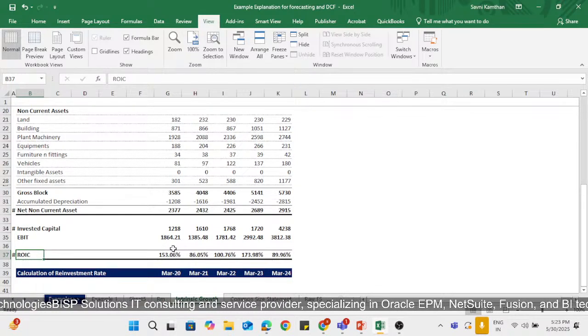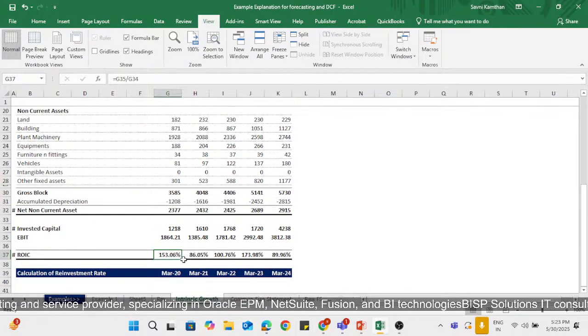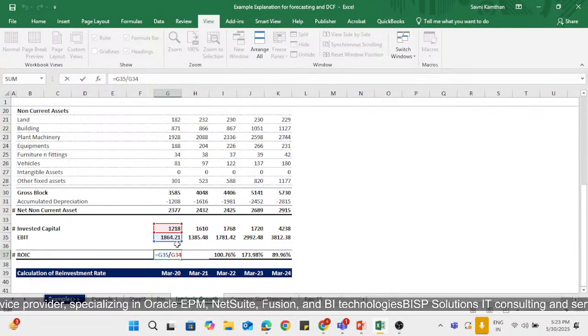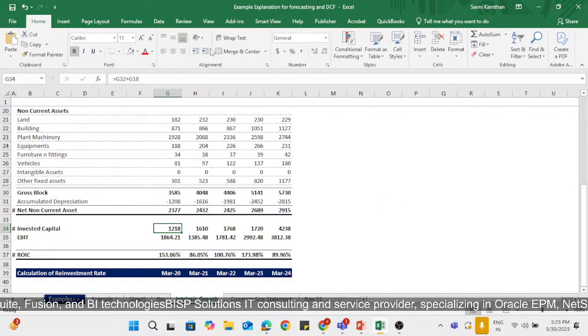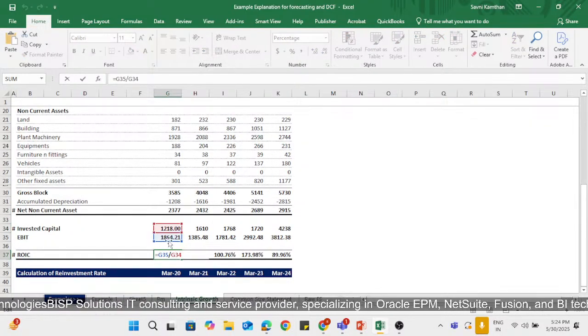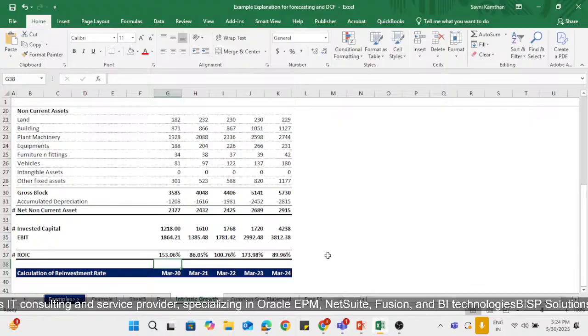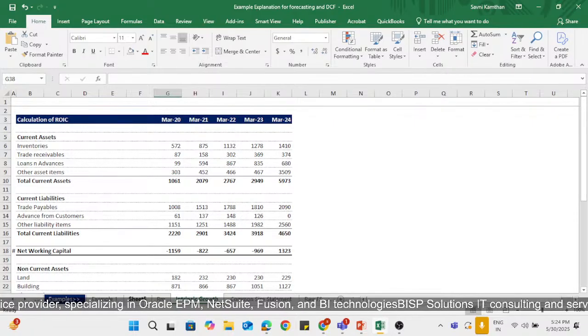Now if I want to calculate my EBIT, I have taken it from my financial statements data sheet only. And now if I want to calculate my ROIC, I have divided my EBIT, which is 1864.21, by my invested capital, which is 1218, and I will be getting my ROIC also. Like that we can do our intrinsic growth rate calculation.